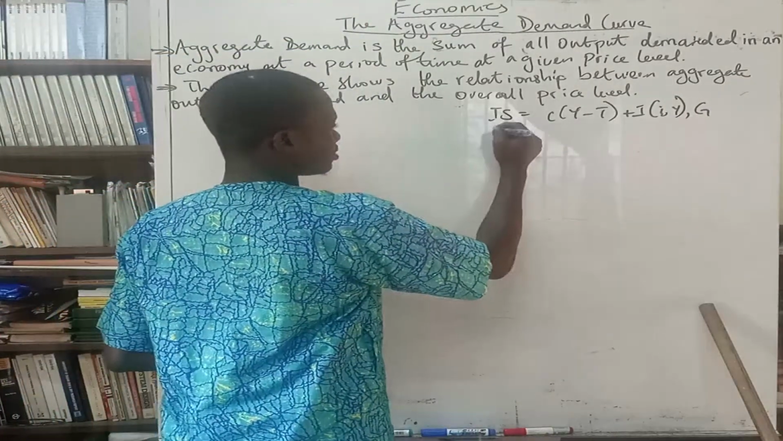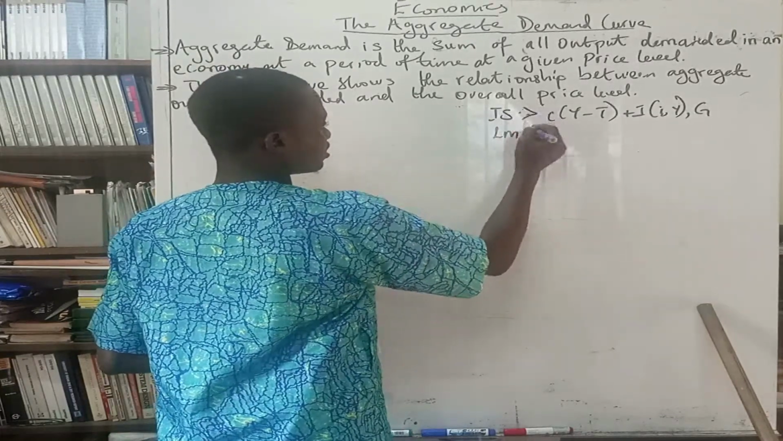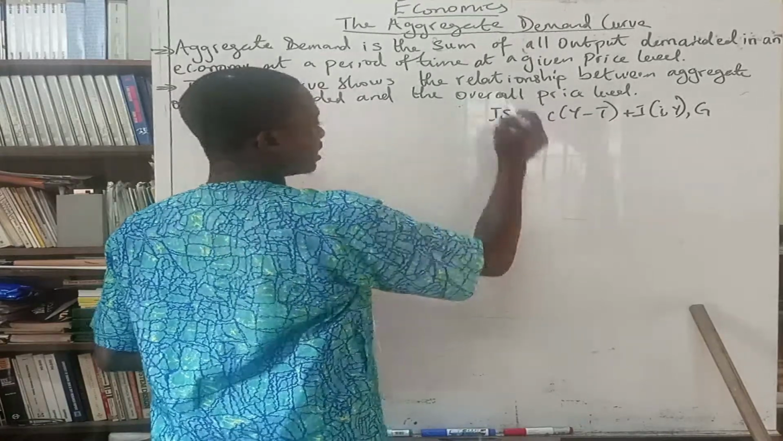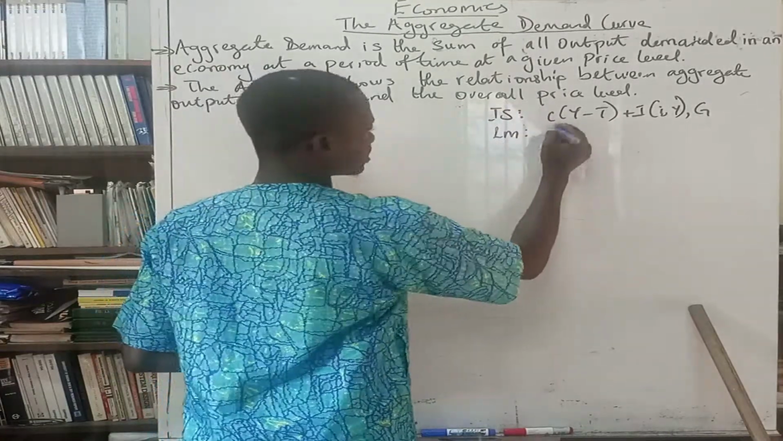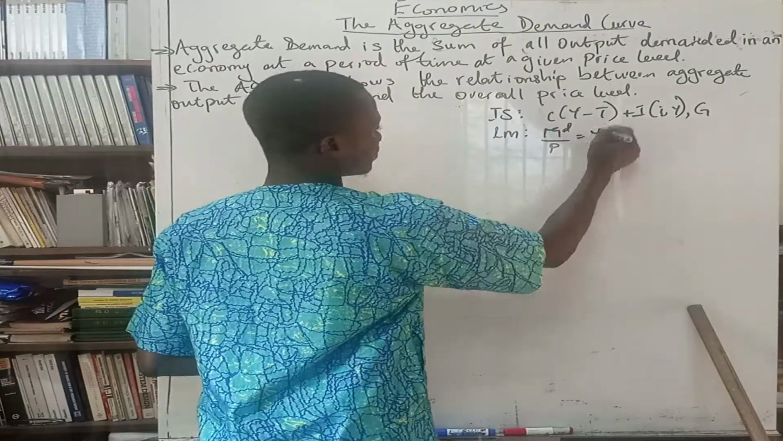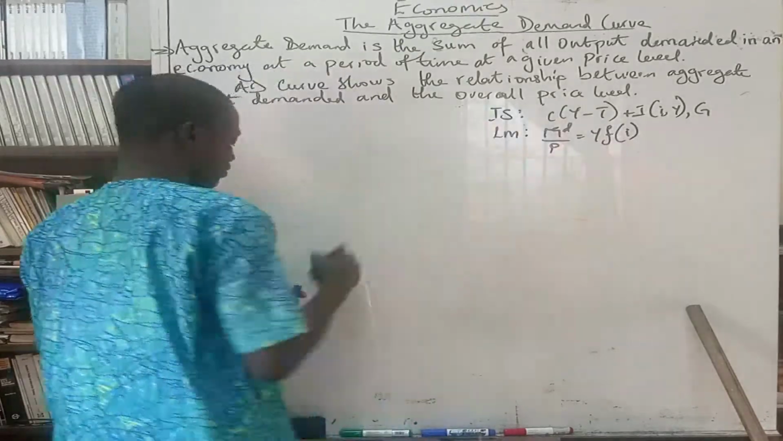The LM relation. Okay, then this is the IS relation. Let me do something like this. Then the LM relation was, if I recall properly, you have money demand divided by price. It's a function of income, proportional to income, and it's also a function of interest rates.